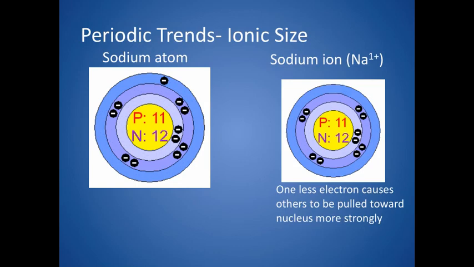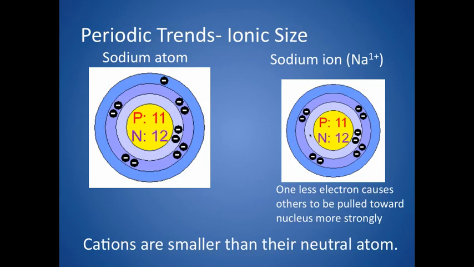They have a stronger attraction. So they're drawn more closely to the nucleus. And you can see by the size of the image here, they're just smaller. So your rule to know is that cations are smaller than their neutral atom. So you'll need to be able to tell the difference between, say, a cation compared to its neutral atom, and then an anion compared to its neutral atom.